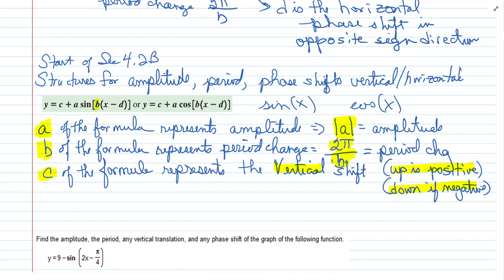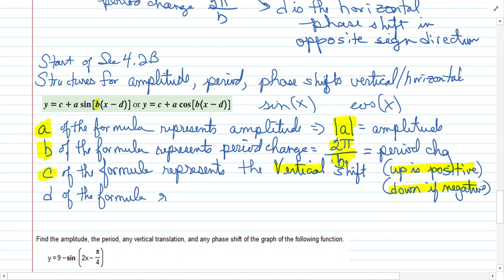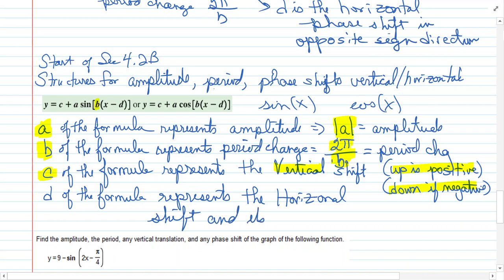And then we have our last one, our D of the formula. And it represents the horizontal shift. And it's always opposite sign direction.